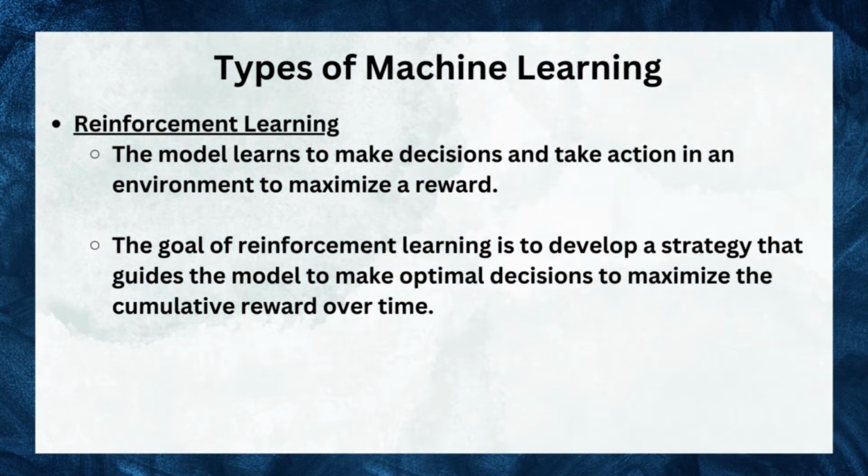Reinforcement learning. It is a type of machine learning where models learn to make decisions and take actions in an environment to maximize the reward. The goal of reinforcement learning is to develop a strategy that guides the model to make optimal decisions to maximize the reward.